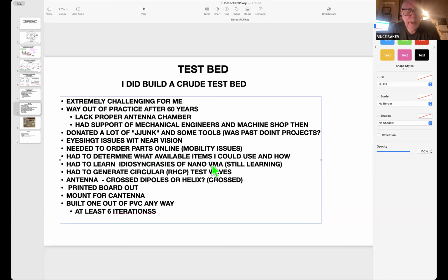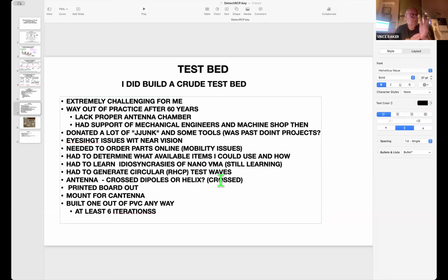Now, I had a choice of an antenna. One was cross dipoles, another was a helix. I chose cross because I said, well, I don't need the wide bandwidth of a helix, except it turns out that the cross dipoles are far more difficult to tune precisely. And I'm going to look next at a helix antenna, so I don't have to tune and keep clipping away. That's very sensitive to make sure you get a right-handed circle using that.